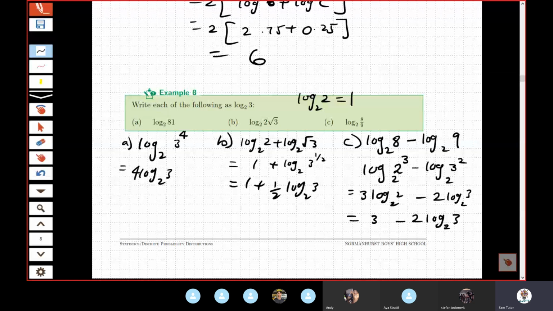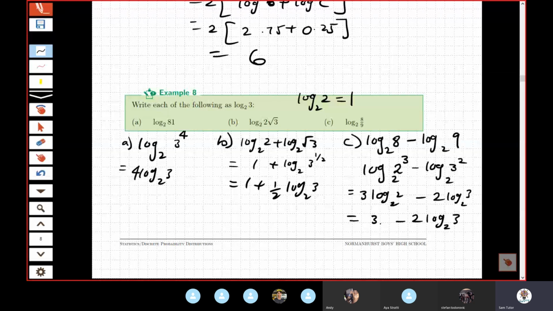You understand everything I've just done? Brought the 3 down, log 2. Log 2 becomes 1. Brought the 2 down, log 3. This all looks very confusing at the moment because you're using all these numbers and everything. But once you stop writing your subbases and start using your ln, it'll look a lot neater.